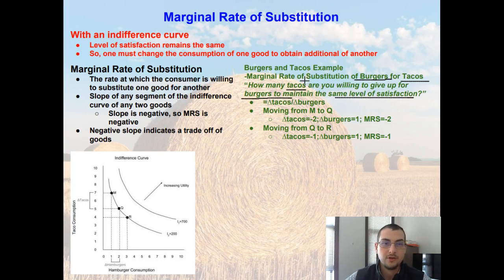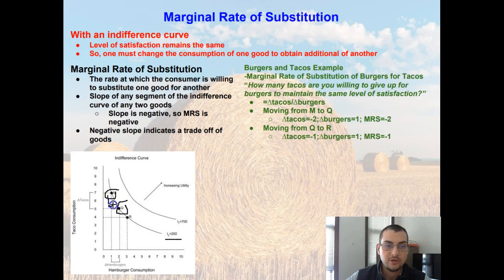So if we're looking at that, the mathematical equation behind this is the change in tacos divided by the change in burgers. How many tacos are we willing to give up? What is the change in tacos for the change in burgers? So if we look at this indifference curve right here, we're going to look at I2, and we're going to look at the change as we move from M to Q. As we move from M to Q, what is the change in tacos?